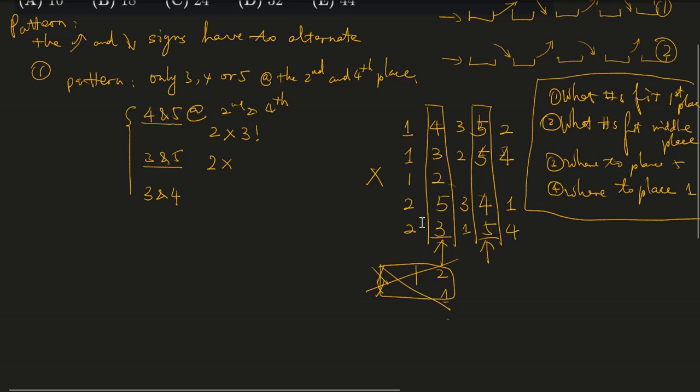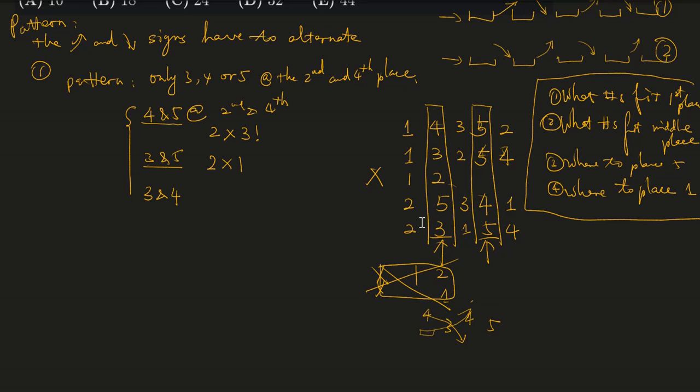Now if we have 3 and 5 in these 2 places, we need to consider where to put 4. Can we put 4 in the middle? If 4 is in the middle, no matter what we put in the first place, we have an increasing sequence. And the same thing for 4 in the first place, right? Then we form a decreasing sequence. Therefore, 4 cannot be around the number 3. It has to be on the other side of 5. So we have one place to put 4. 4 has to be next to 5.